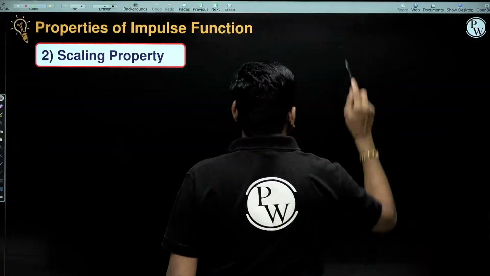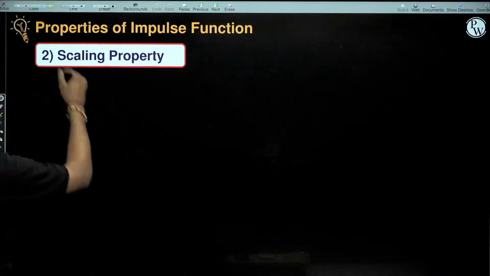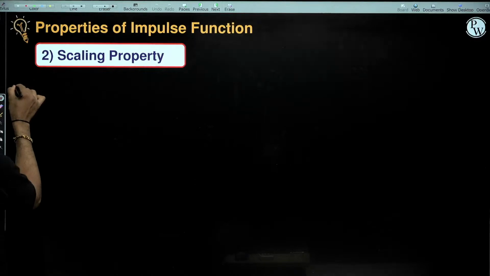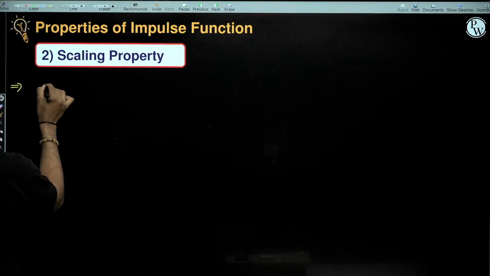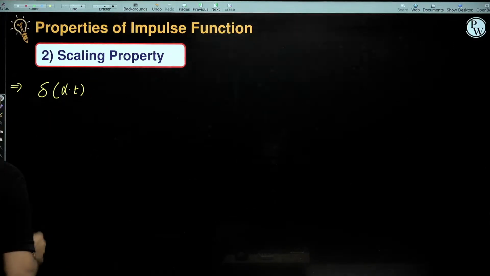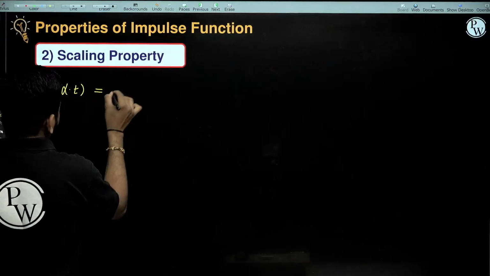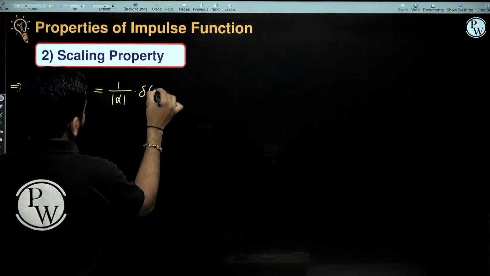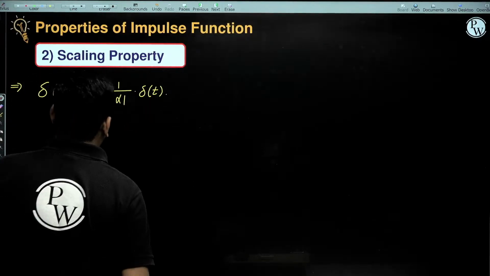So the second property is the scaling property, guys. What is the scaling property of the impulse function? This property says that for the time scaling, δ(αt), where α is a scaling factor, is equal to 1 upon mod α into δ(t).